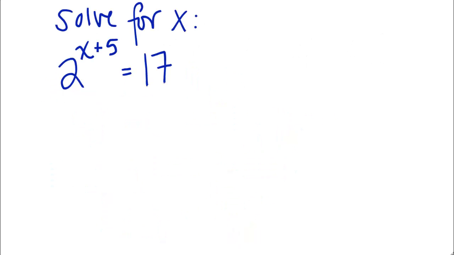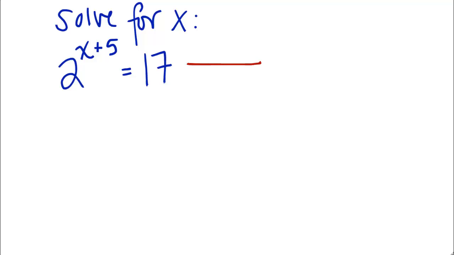Our first example, we're going to be solving for x. 2 to the x plus 5 equals 17. Notice first that this is definitely an exponential equation because our variable is in the exponent. How do we get that variable out of the exponent? We're going to need to use logs.